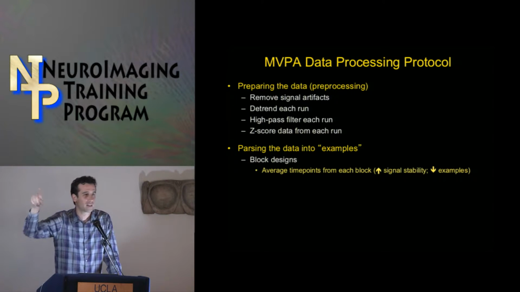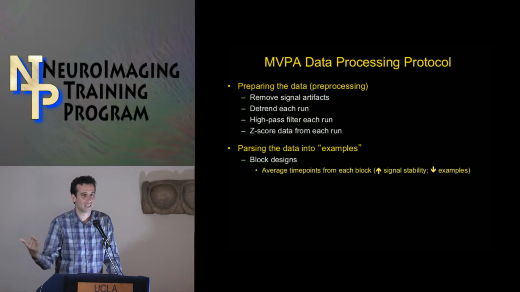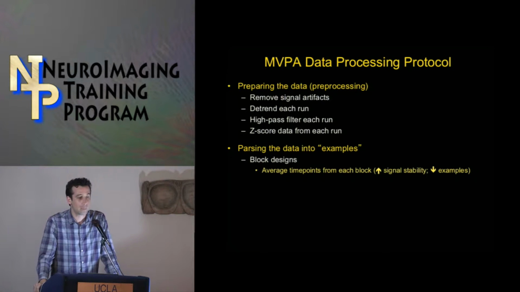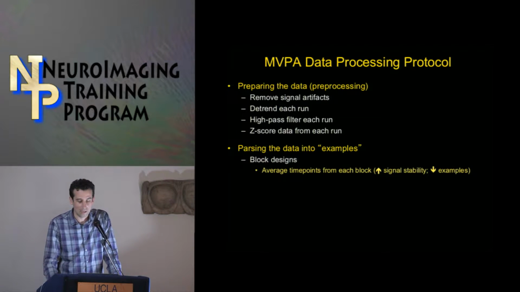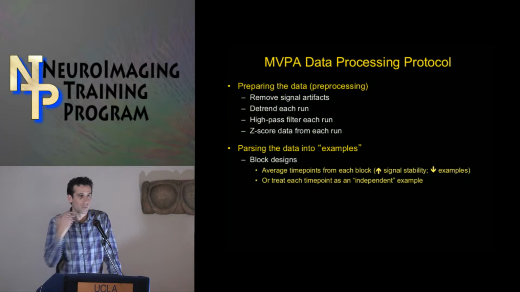You could have a boxcar regressor convolved with the HRF, run a GLM, get a single beta for that block, and use that. And you'll get pretty good signal for block design. All of the initial work by Haxby and some of the earlier studies used block designs. And for some questions, that's adequate. But for many questions, you want event-related design, so I'll get to that in a moment.